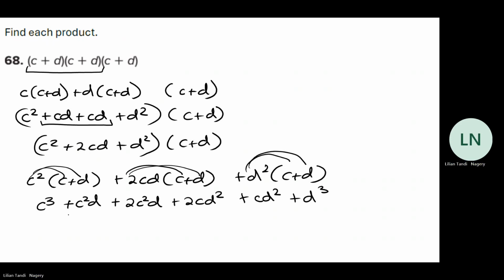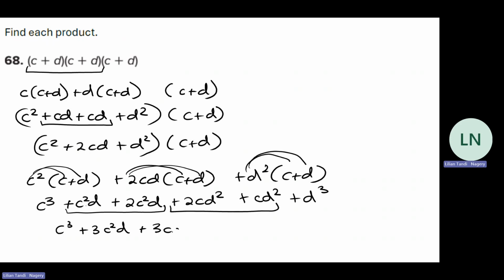Now, c cubed does not have a friend. C squared does not have a friend. No, they have a friend. They're here. So that will be plus 3c squared d. 2cd, these ones are friends, plus 3cd squared, then plus d cubed. And you box your answer.